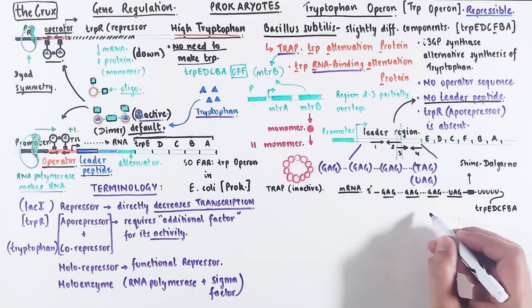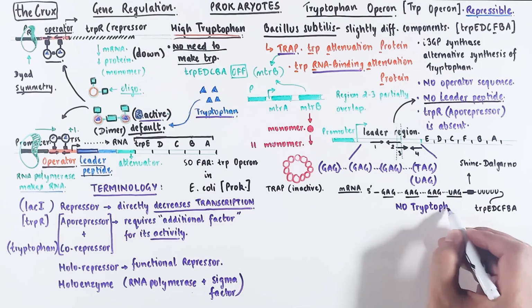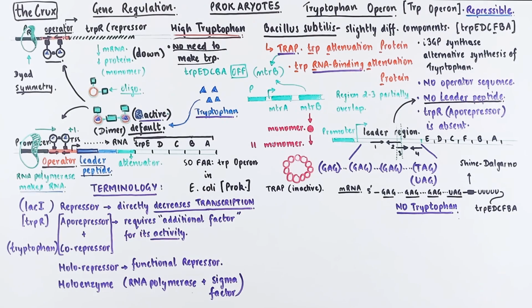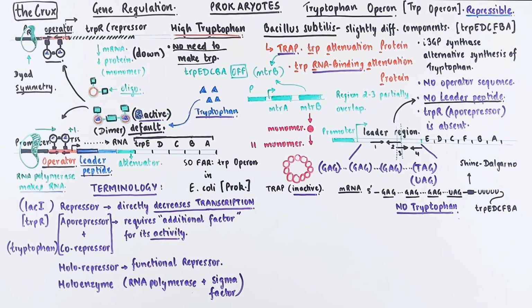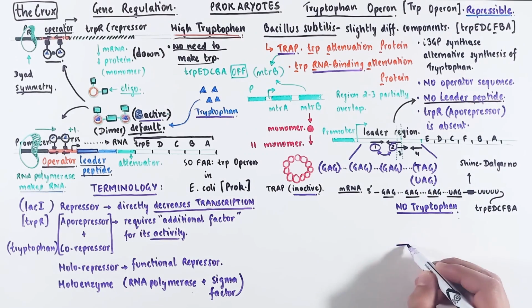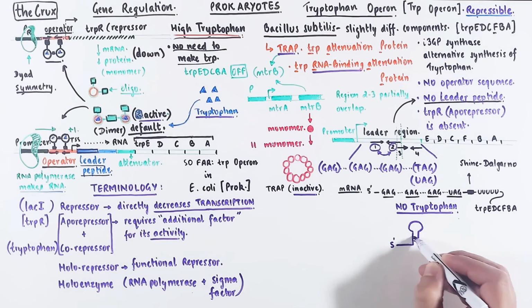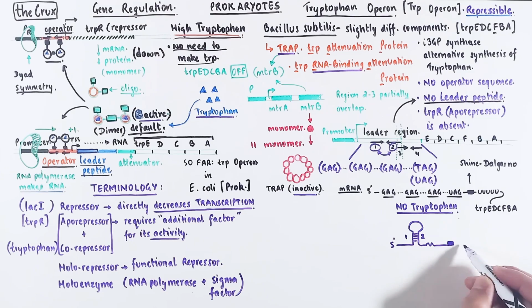In the first situation, say the cell is low on tryptophan, which means it needs to make more of this amino acid. So the operon needs to be turned on. In this situation, the TRAP is inactive. Well, that is the default state of the TRAP, because it is an aporepressor. So when the operon is transcribed, the RNA is made, and region 1 and 2 are transcribed before region 3 and 4. Hopefully that is not difficult to see.